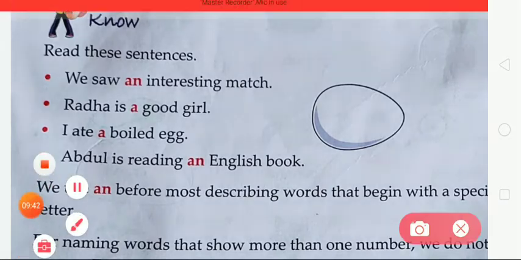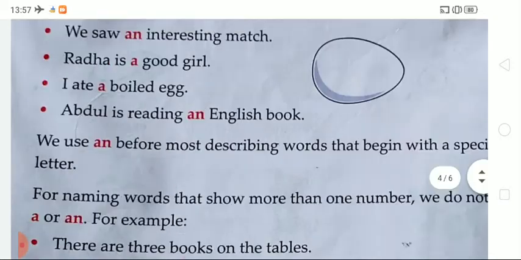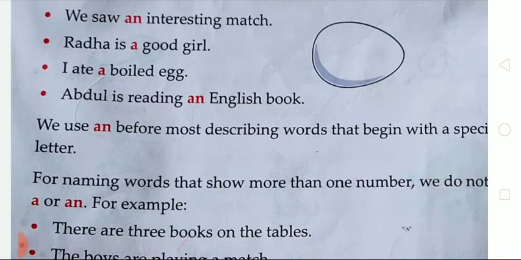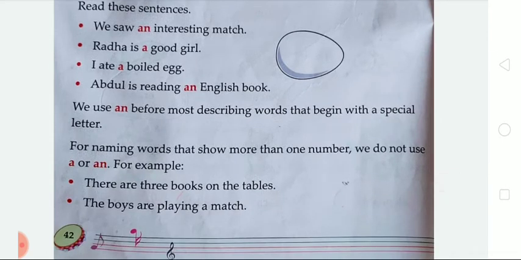So we saw in the previous exercise, we saw an interesting match. Radha is a good girl. We saw an interesting match. Radha is a good girl. Okay students, read these given sentences. First sentence is we saw an interesting match. Second is Radha is a good girl. Third is I ate a boiled egg. And next is Abdul is reading an English book. So we use an before most describing words that begin with the special letters.